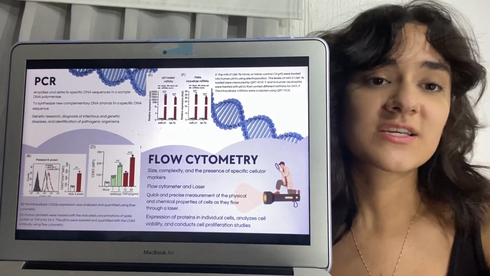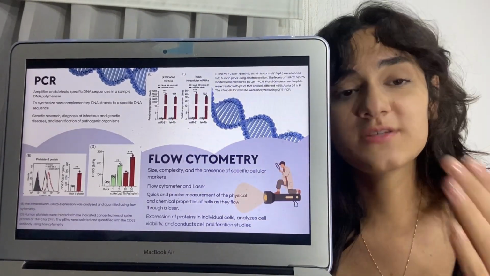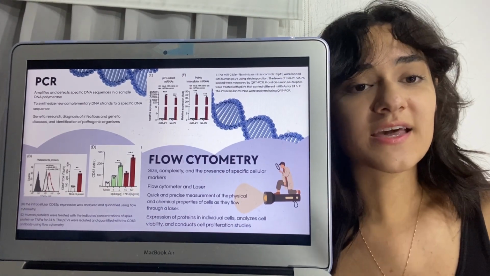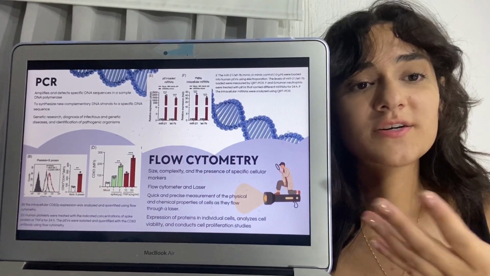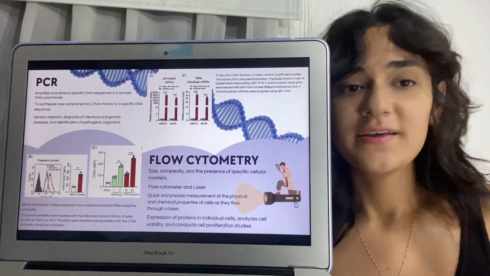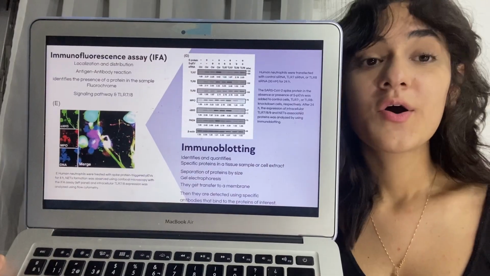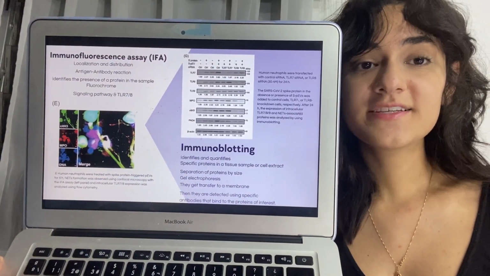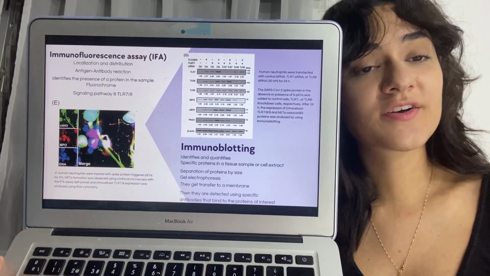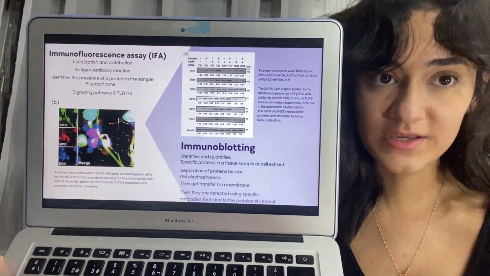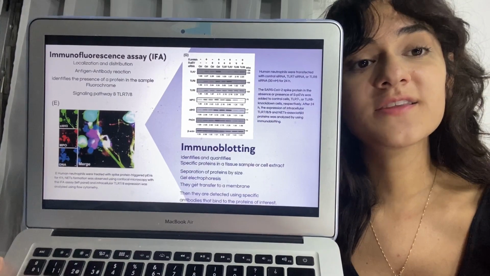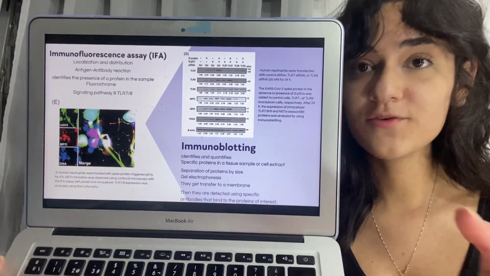So it studies the expression of proteins in the individual cells, and it analyzes the cell viability and conducts cell proliferation studies, among others. Now, immunofluorescence assay. This test evaluates the antigen-antibody reaction to identify the presence of a protein in a sample. This protein is identified using an antibody labeled with a fluorochrome.